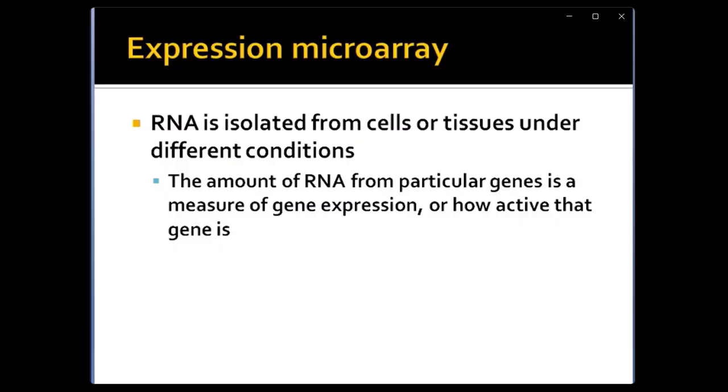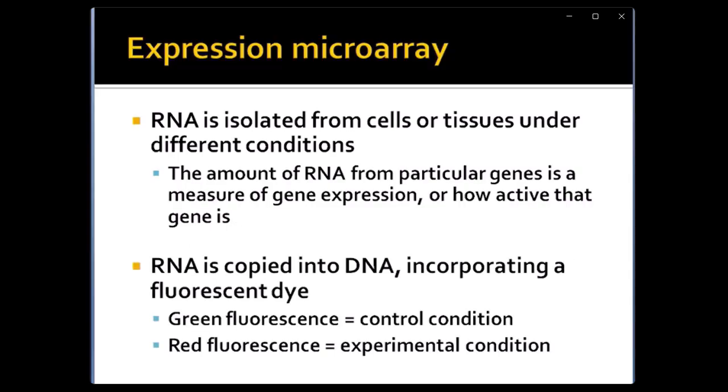In order to run this type of microarray, RNA is isolated from the cells or tissues under different conditions. And the reason RNA is isolated is that that is a measure of gene expression, since active genes will be transcribed more in order to make more protein. Less active genes will be transcribed less, so there will be less RNA. And then that RNA is copied into DNA, incorporating a fluorescent dye as part of that process. And typically a green fluorescent dye is added to DNA from control cells or tissues, while red fluorescent dye is added when the cells are in an experimental condition.